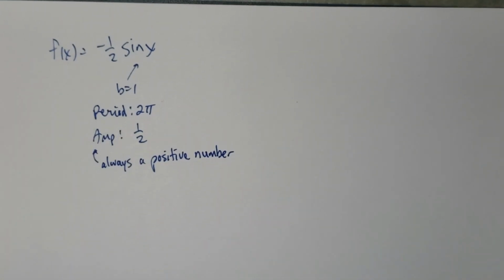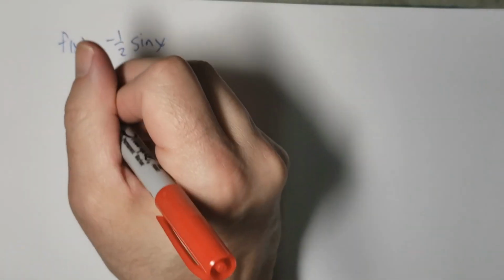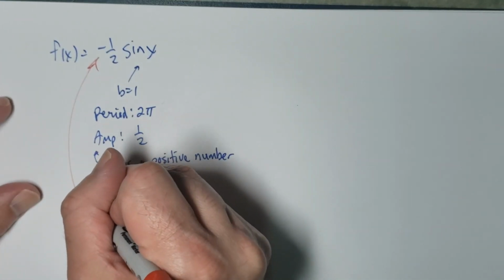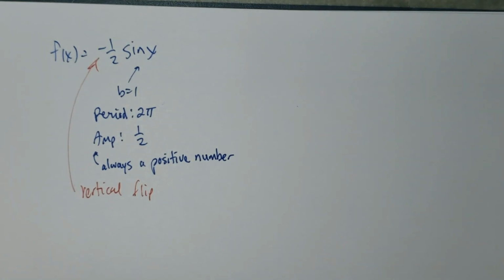But we don't just ignore that negative. The negative is going to cause there to be a vertical flip. So we'll see how that comes into play when I go to graph it. So just remember that that's there.